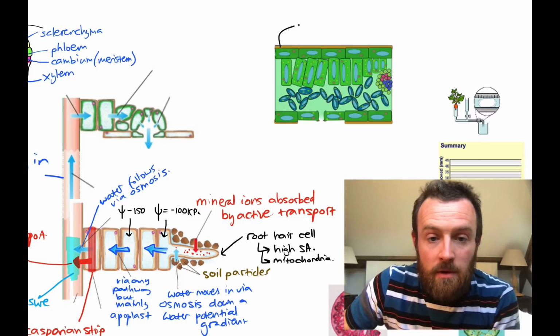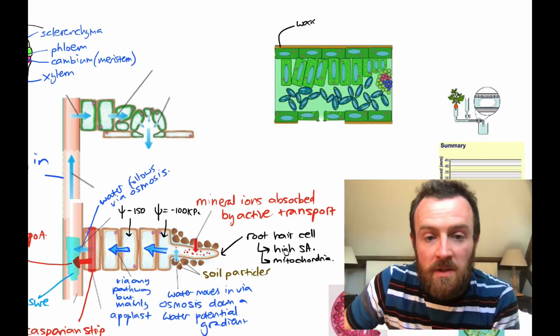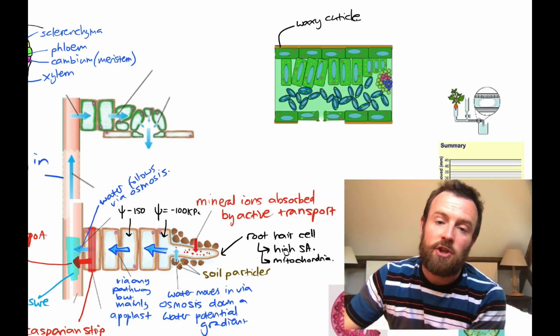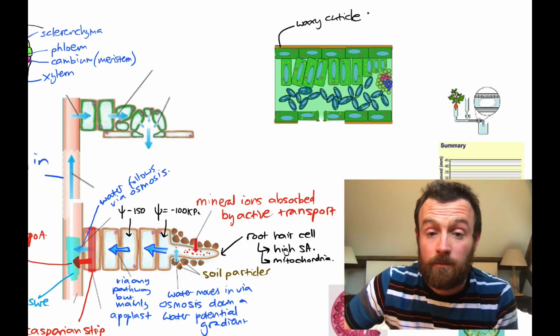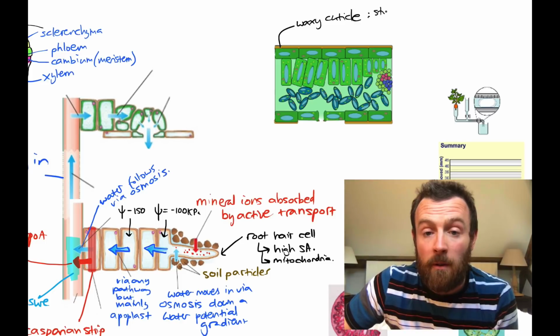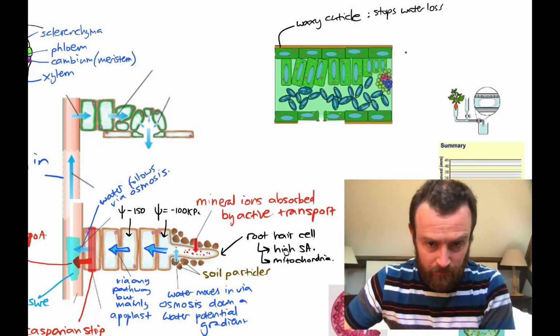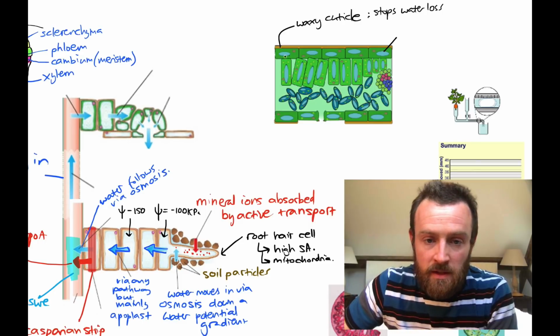So at the top here, we've got a waxy cuticle. This is the upper surface of the leaf that I'm labelling. Waxy cuticle stops water loss from this upper surface. Stops water loss just out of the cells. So it's a barrier.